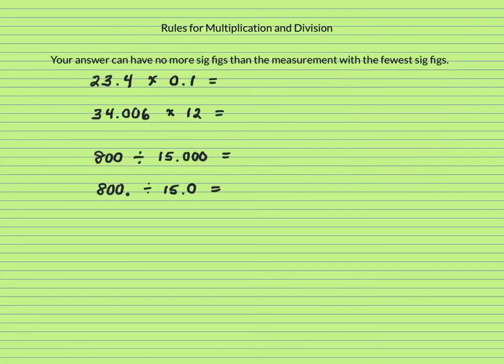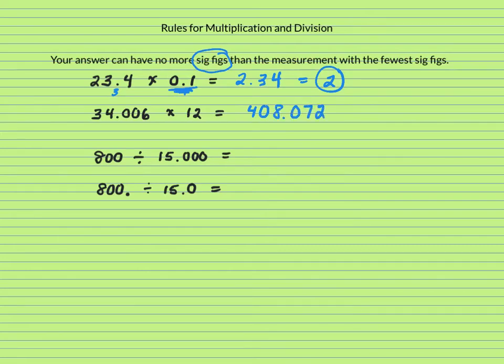So this is going to look similar for multiplication and division, but instead of looking at digits after the decimal, we look at our significant figures. Okay, our answer can have no more sig figs than the measurement with the fewest sig figs. So 23.4 has 3, 0.1 has 1, okay, so this is going to come out to be 2.34, but I can only write it with one sig fig, so my answer is actually just 2. Seems like it's a lot of rounding off, but my answer can't be any more precise than my least precise measurement.